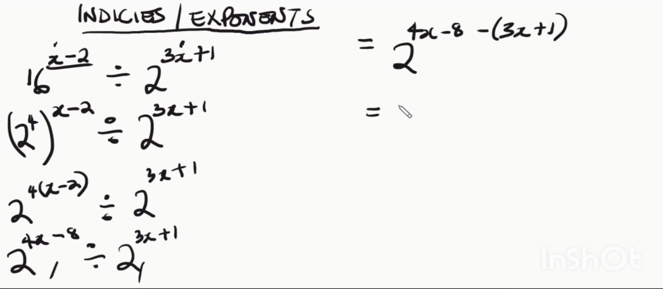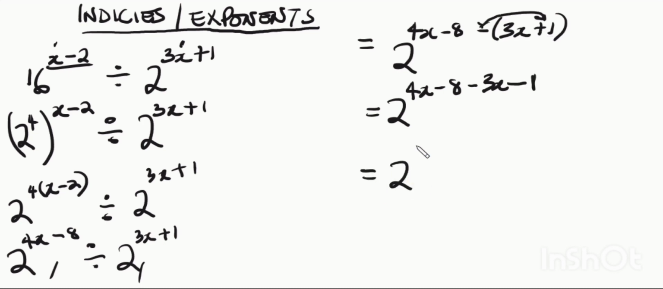This is the same thing as 2 raised to the power 4x minus 8 minus, open the bracket. Whenever there is a minus and you open the bracket, the signs are going to change. This is going to be negative 3x, minus 1. We are collecting like terms now: 4x minus 3x, minus 8 minus 1. And finally this is equal to 4x minus 3x is just x, minus 8 minus 1 is minus 9.